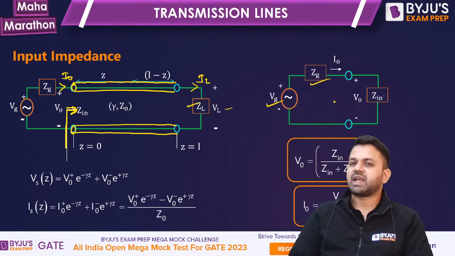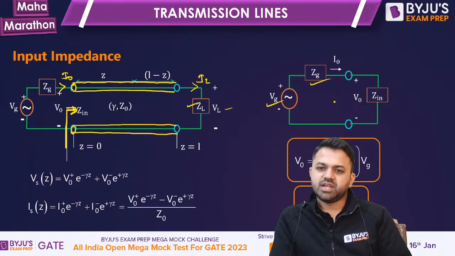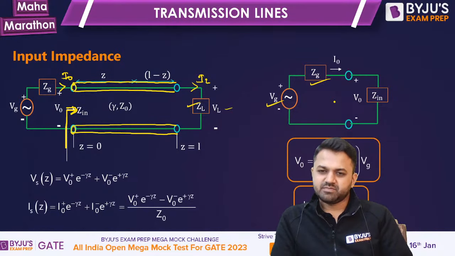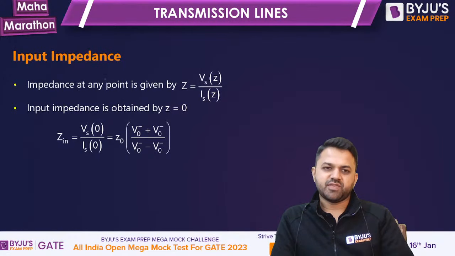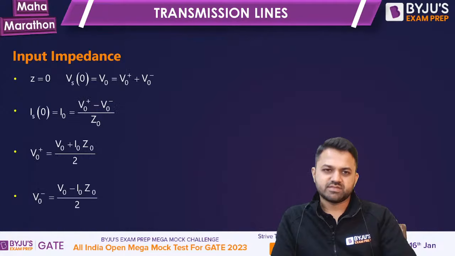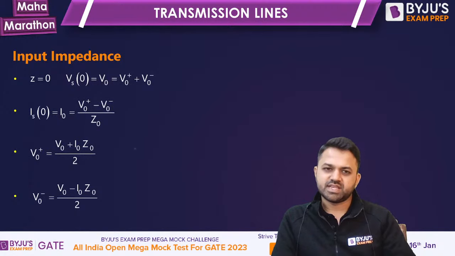Once we calculate the input impedance, the advantage is that we can calculate the initial voltage, V naught, by applying the voltage division rule: V naught is equal to Z in into VG divided by Z in plus ZG, and similarly I naught is equal to VG upon Z in plus ZG. We don't need to derive the input impedance here; we calculate it after this.